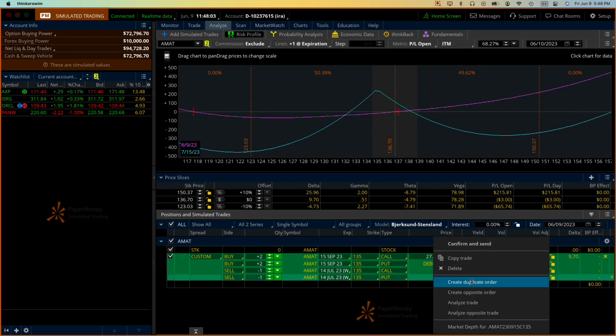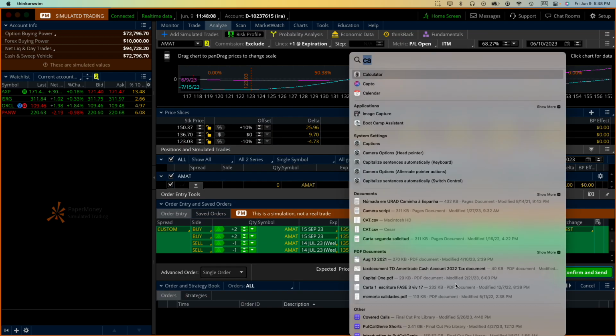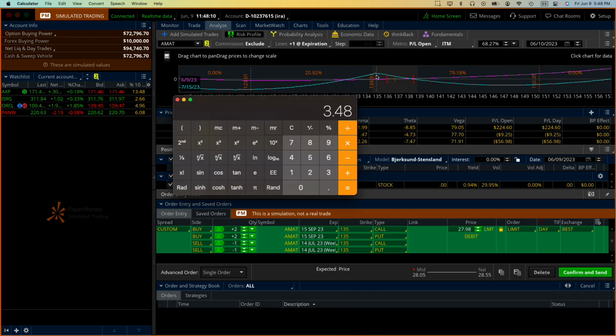Then create a duplicate order and check the difference between the mid and the natural, once again. We say 28.55 minus 28, divided by 28.5, times 100. And that's definitely less than 3%. So yeah, we could do this trade.